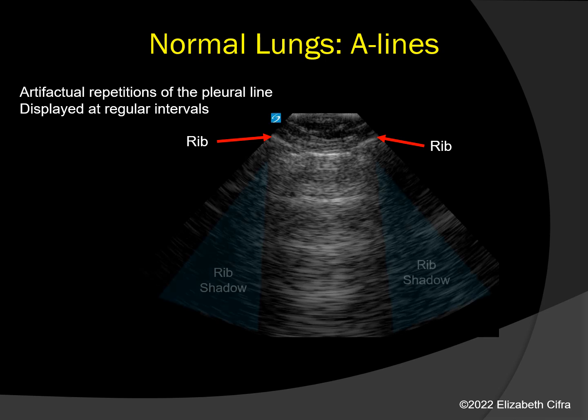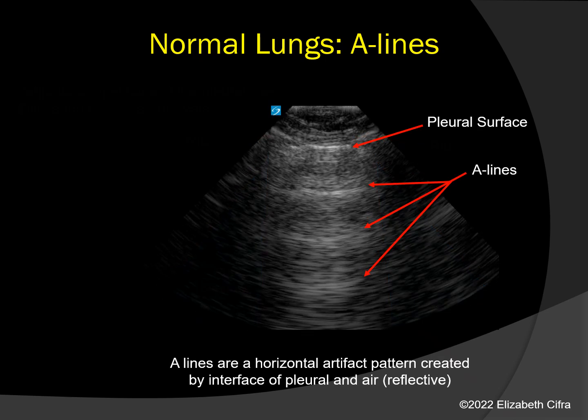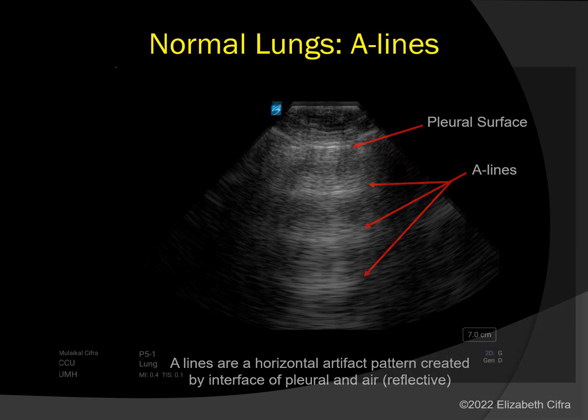The ribs and then their rib shadows, as seen here, and the pleural surface and the pleural line, as denoted by the arrows, and the A lines. So A lines are normal reverberation artifact from the highly reflective parietal pleura.